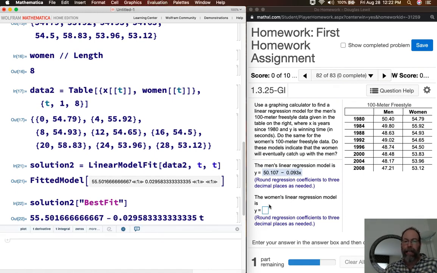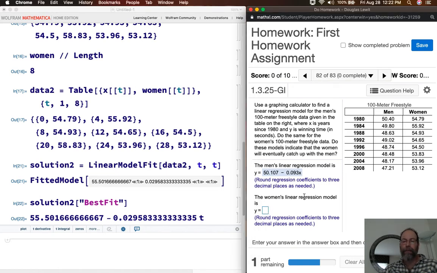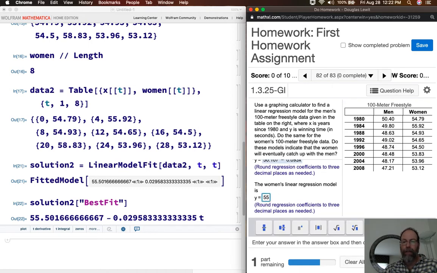Okay, so that should be the answer, and Pearson says that we are supposed to round to 3 decimal places. So, okay, let me put my cursor right here. 55.502 minus 0.30 times x. Remember that Pearson expects the independent variable to be x, but in Mathematica, of course, we're using t. Check answer.